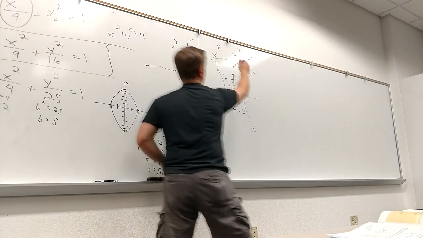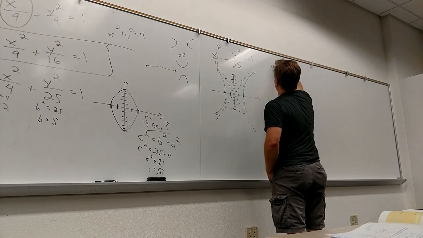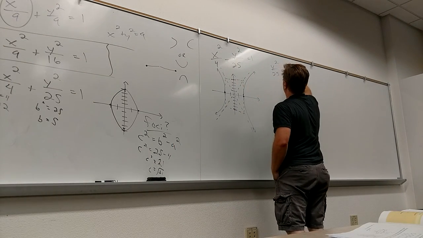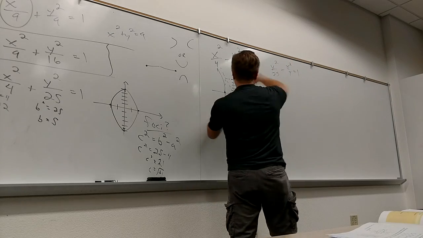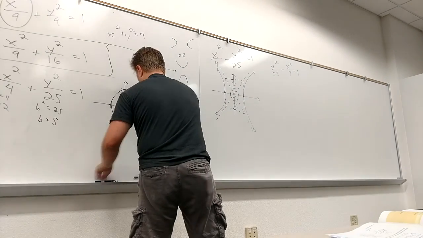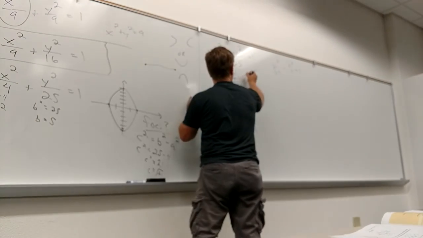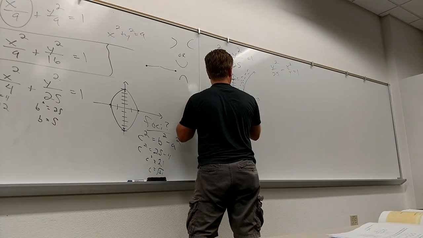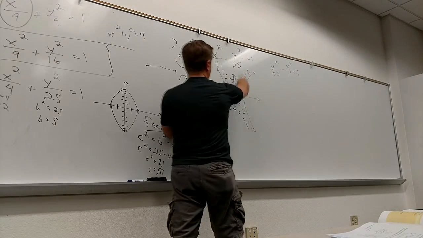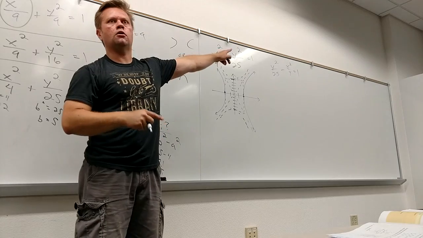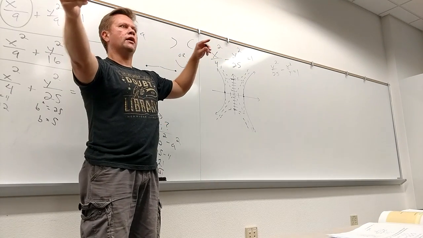Now, what if it had been y squared over 25 minus x squared over 4 equals 1? I would have done all the same work, except it would have been here, right? Why would it be there? Because now it's allowed to have y-intercepts, not x.